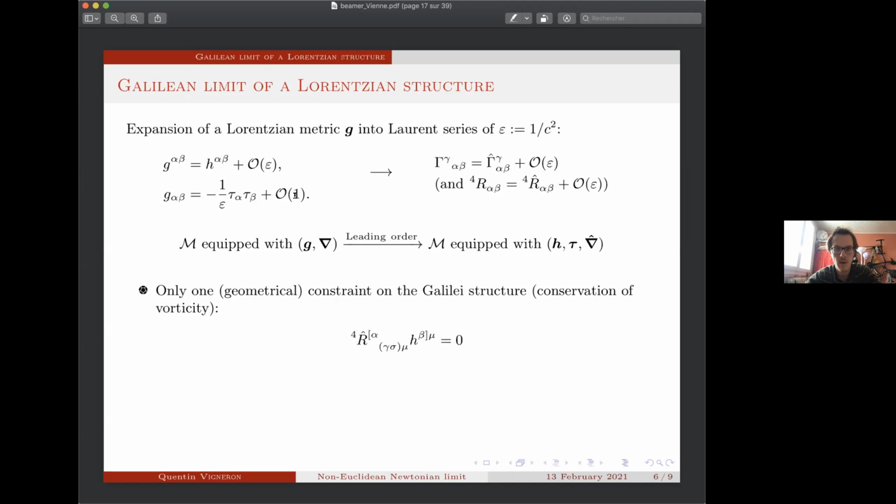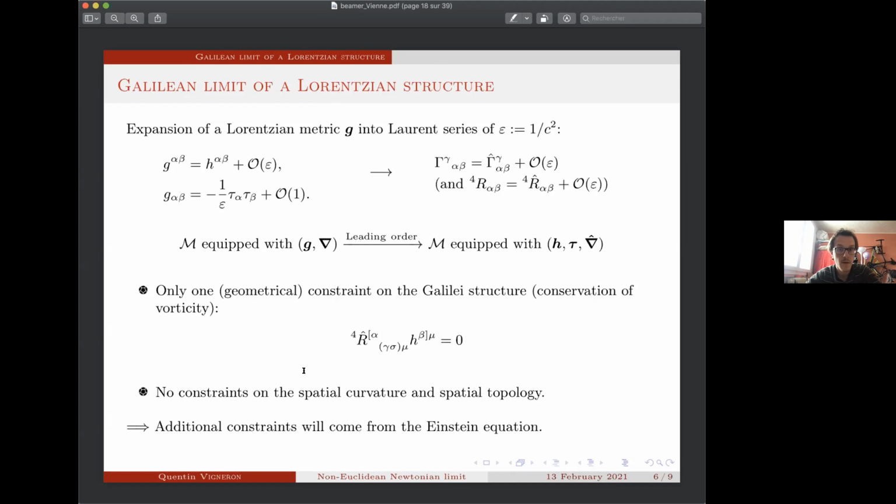which I recall was the third of the Newton-Cartan equations, and when spatially projected, corresponds to the conservation of vorticity. This is a purely geometrical constraint. But what is really important is that there are no more constraints on this Galilean structure, and especially there are no constraints on the spatial curvature of the space metric of the Galilean structure and its spatial topology. Additional constraints, especially on the curvature, will come only from the Einstein equation.